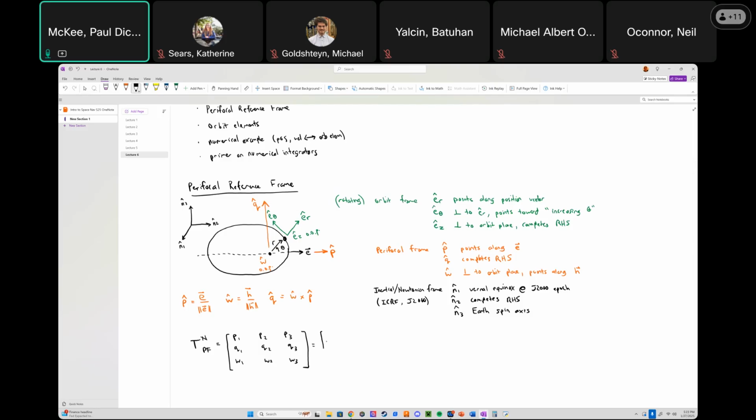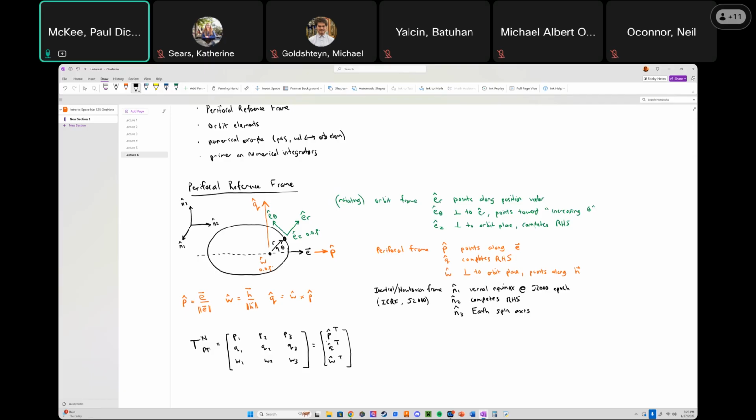This is the same thing as saying that this is P transpose, Q transpose, and W transpose, by the way, if you want a more compact notation. But that's it. This gives us the attitude transformation matrix from the Newtonian frame to the parafocal reference frame. And it's relatively straightforward to build this from E and H. And we know E we can find from position and velocity. H we can find from position and velocity.